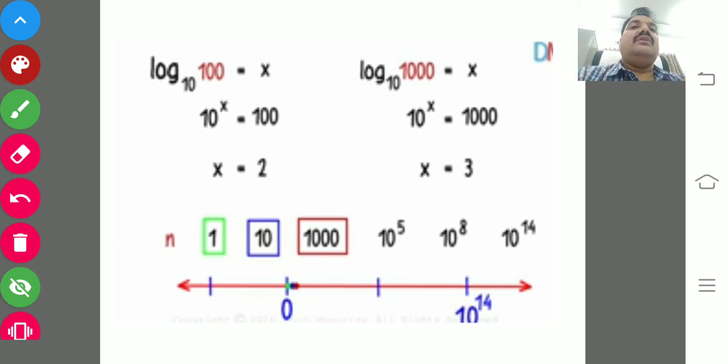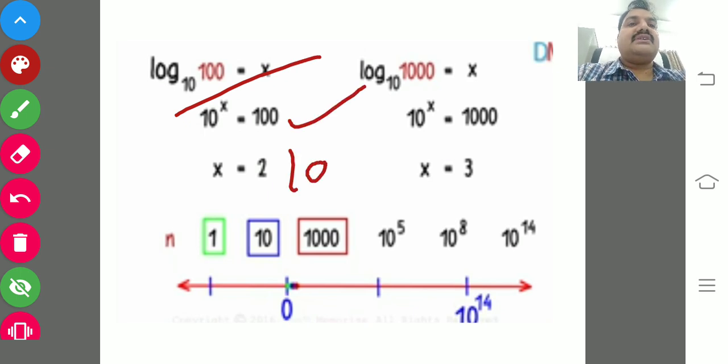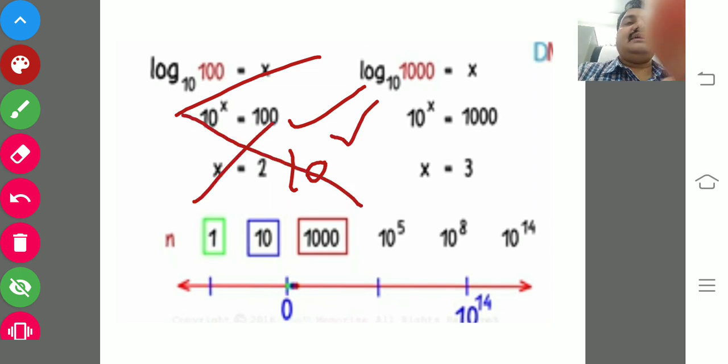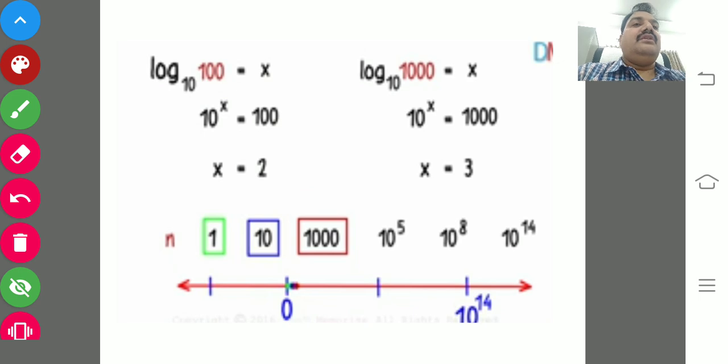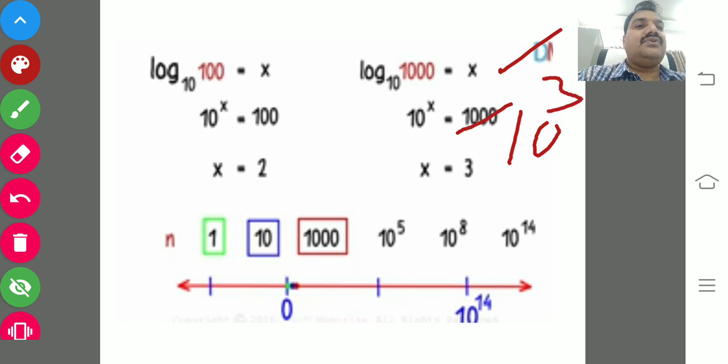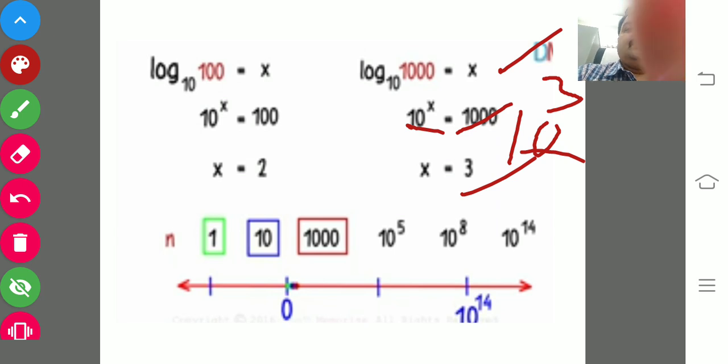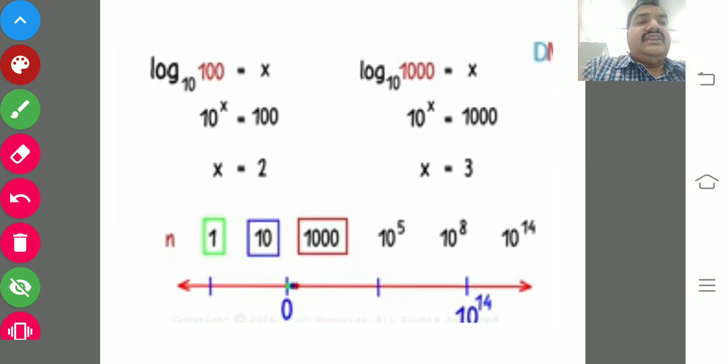Log 100 base 10 equals x. So 10 power x equals 100, you know, 10 power x equals 10 square, the bases cancel, x equals 2. Like that, here also log 1000 base 10 equals x. So 1000 can be written as 10 cube, you know that. So the 10s cancel, x equals 3. Now here is the question.